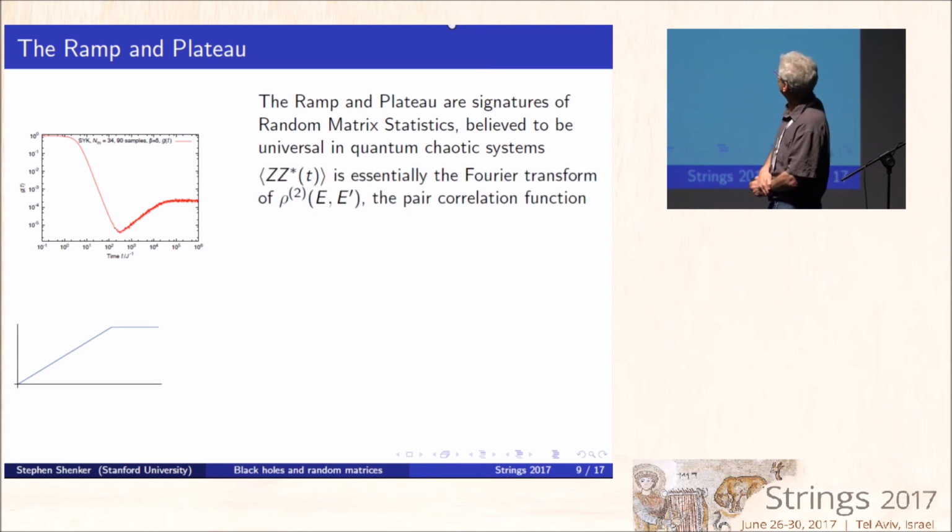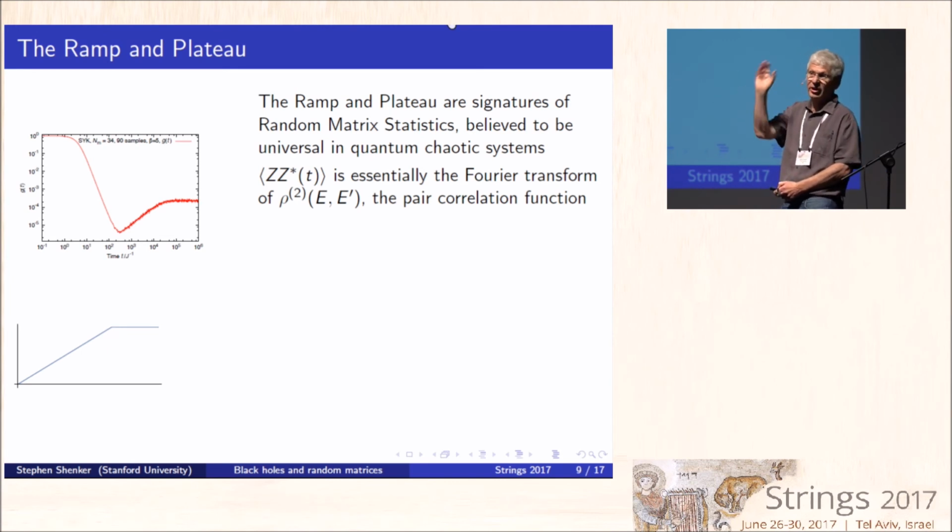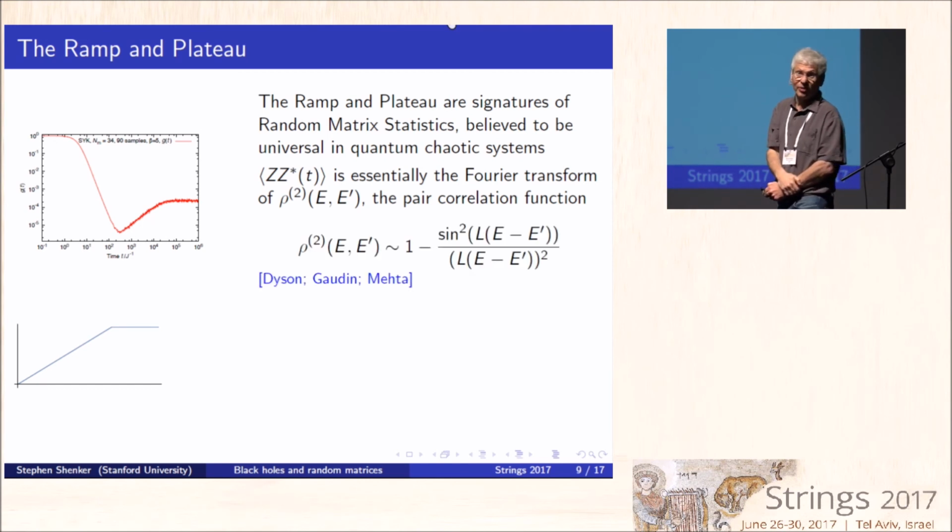Well, ZZ star is essentially the Fourier transform of the pair correlation function of eigenvalues. Given an eigenvalue at E, what's the probability of having one at E prime? It's a basic result of random matrix theory that this correlation function is given by the sine kernel expression. The Fourier transform of this expression just looks like this, a ramp and a plateau, and that's what this feature represents.